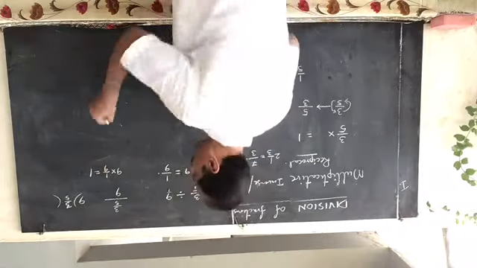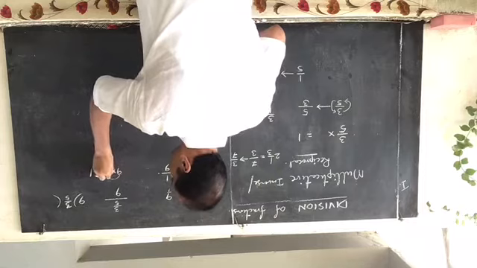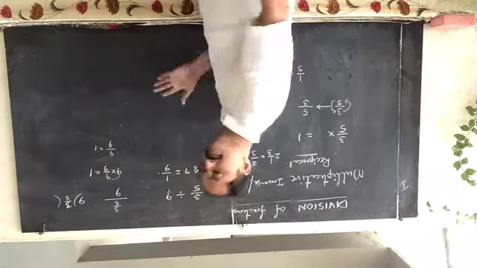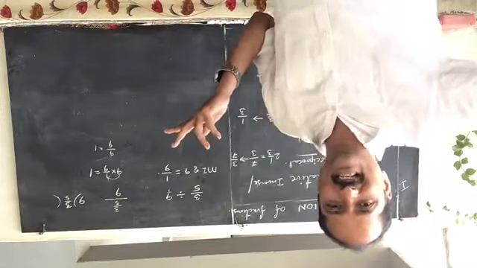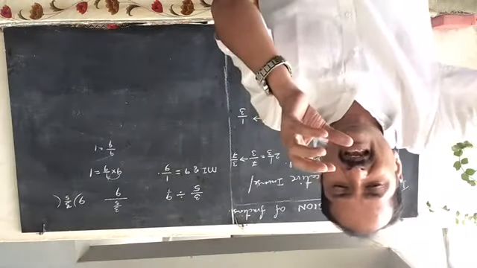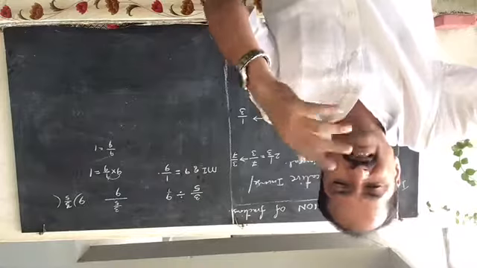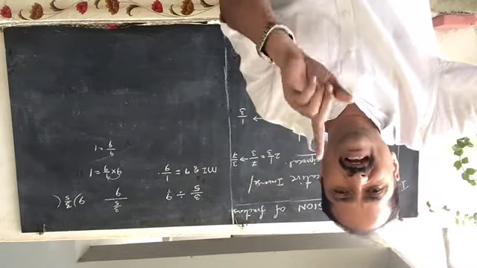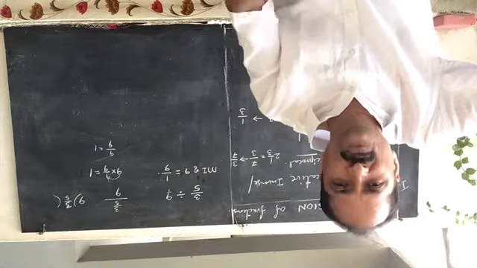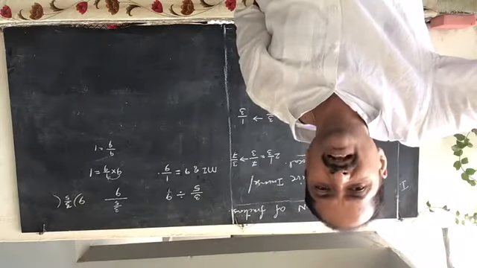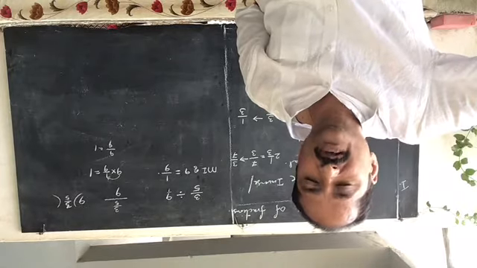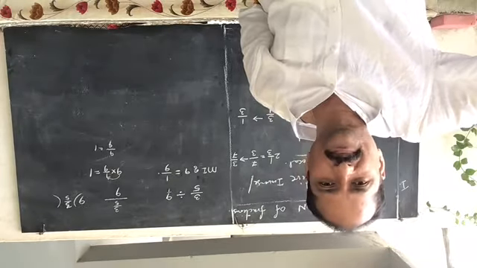Multiplication we know. Multiply the whole number with the numerator of the fraction. 1 into 9, 9 by 9. 9 by 9 is equal to how much? Understand? So if you multiply a whole number with its reciprocal, or a reciprocal with a whole number, you will get the product as 1. So 1 is known as the multiplicative identity. What is 1 known as? 1 is known as the multiplicative identity.